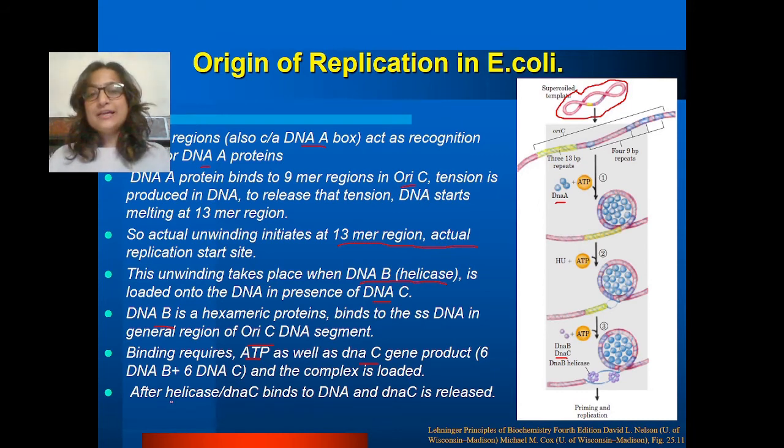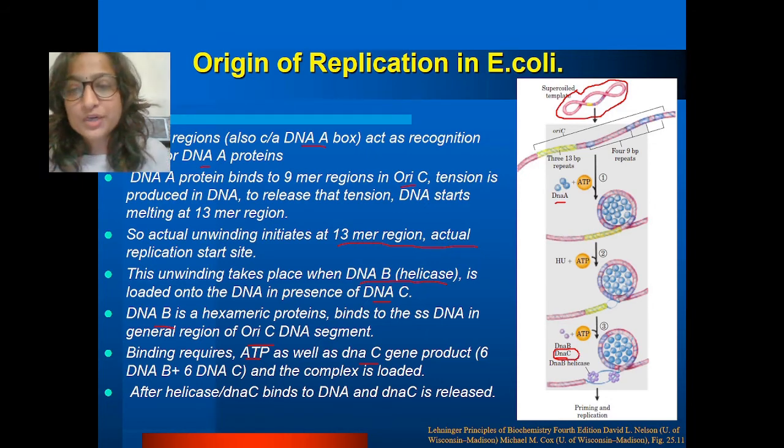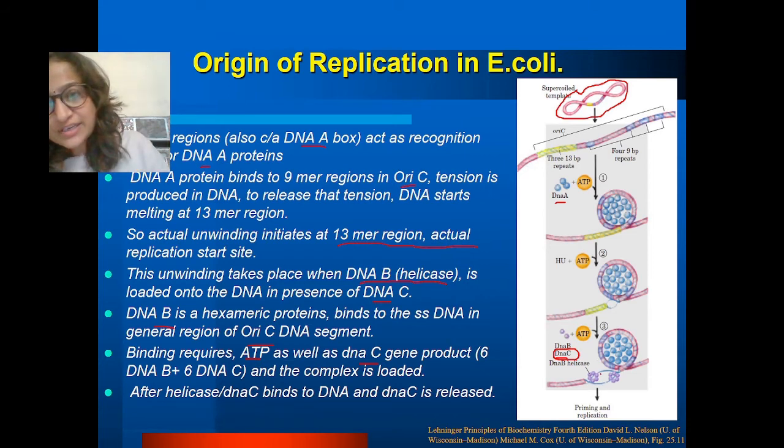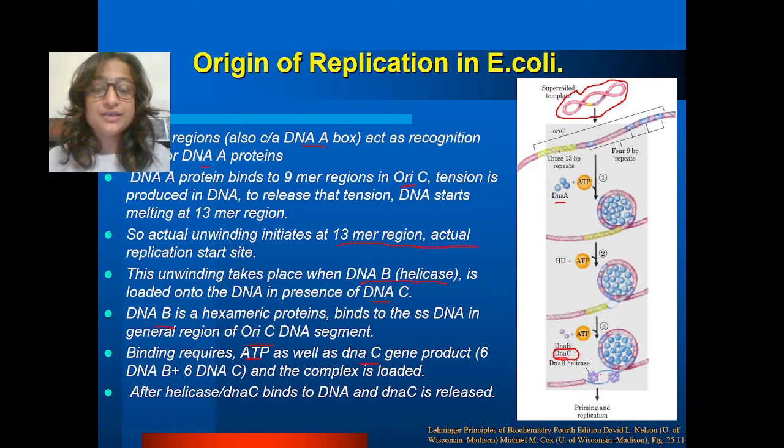And after the helicase and DnaC bind to DNA, DnaC is released, which indicates that the only function of DnaC is to help in loading of DnaB helicase onto the DNA to initiate the replication process. So that is all about the events that take place at the origin of replication in E. coli during replication initiation.